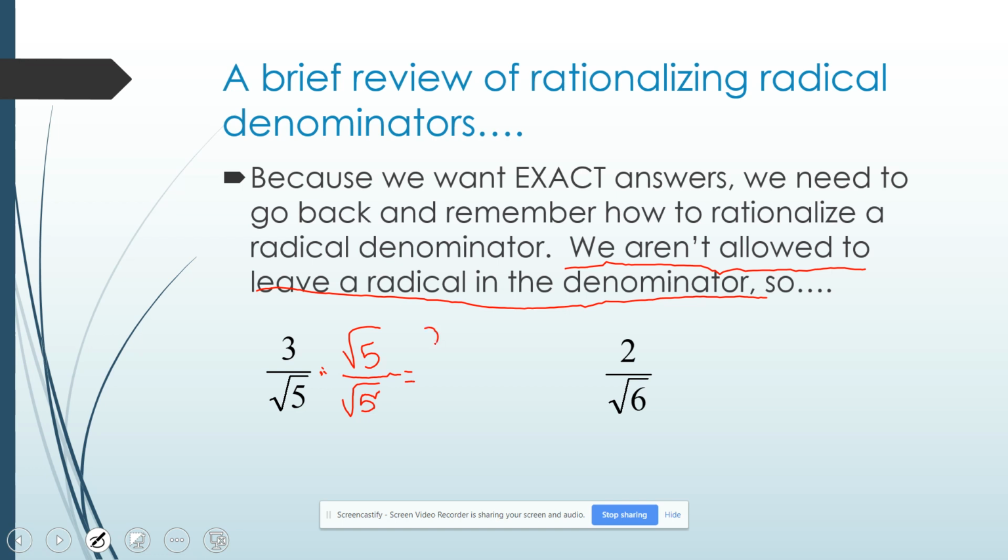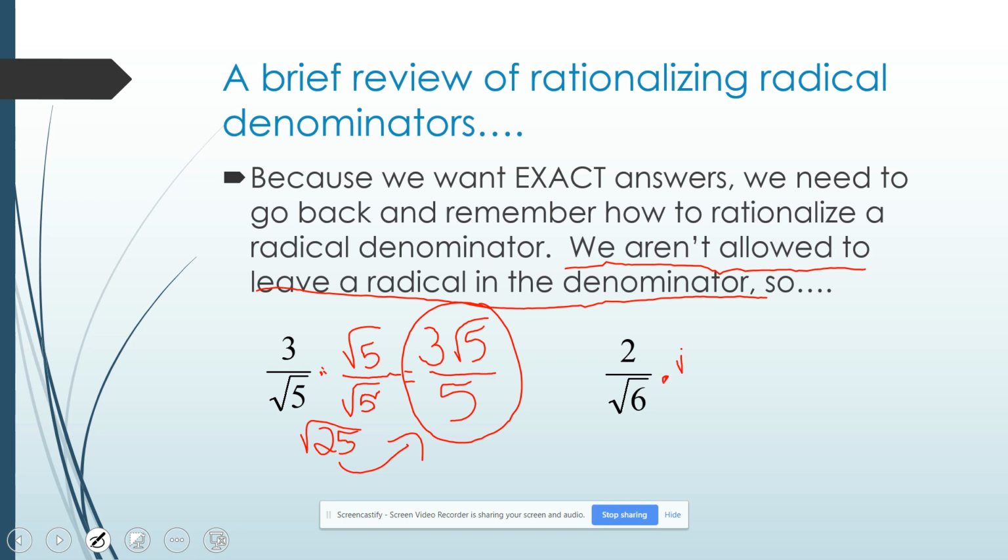3 times the square root of 5 is 3 square root 5. Remember, I'm not allowed to multiply the 3 and the 5 because they aren't like terms. On the bottom, the square root of 5 times the square root of 5 is the square root of 25, and the square root of 25 is 5. I checked this to see if I can do any reducing. Remember, the square root of 5 and 5 are not like terms, so I can't compare them together. And 3 and 5, there's nothing I can do to reduce that. So that part's finished.